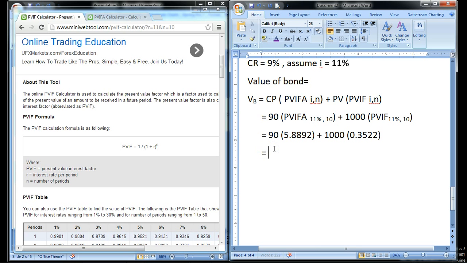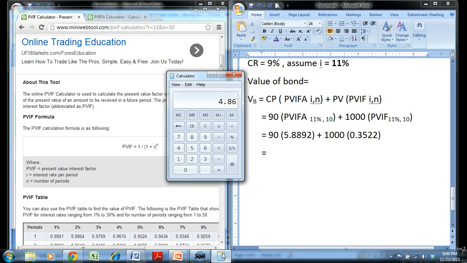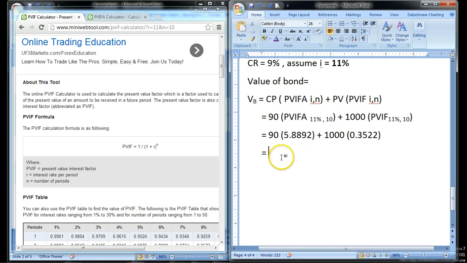How to calculate this, class? Please calculate. Okay, so you need to use your scientific calculator. Alright, come calculate with me.